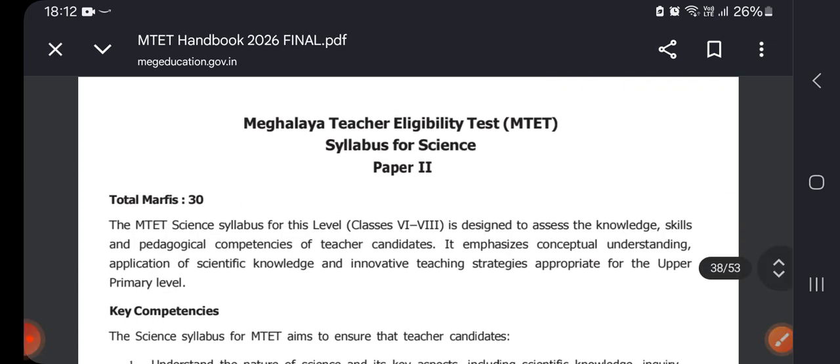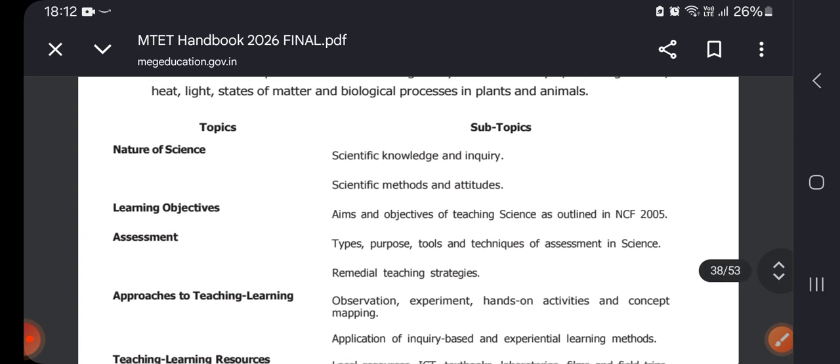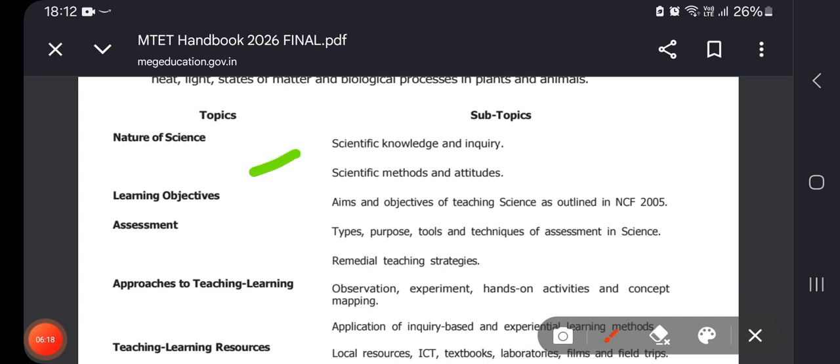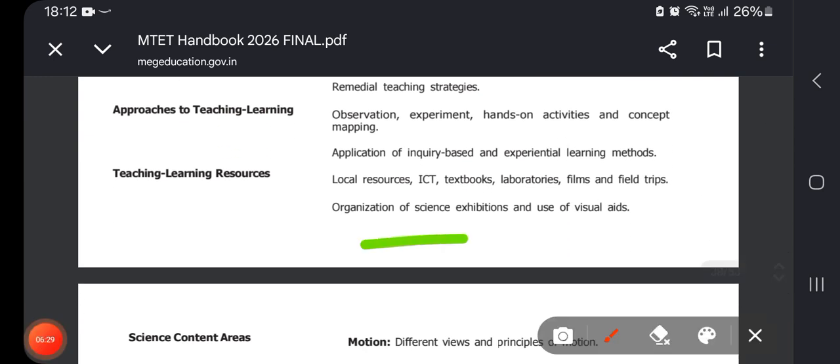Okay, now coming to the science paper. What will come in science: scientific knowledge, scientific methods, aims and objectives of NCF, types, remedial teaching, teaching approach, observations, teaching learning resources, textbook.